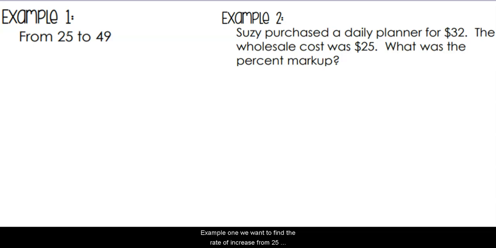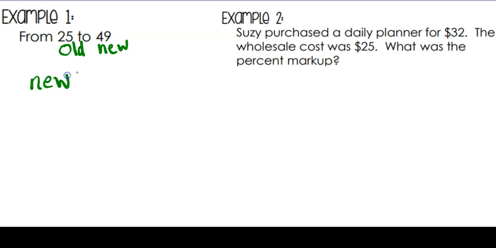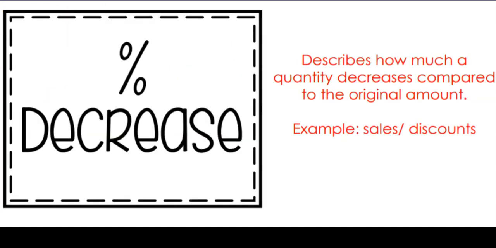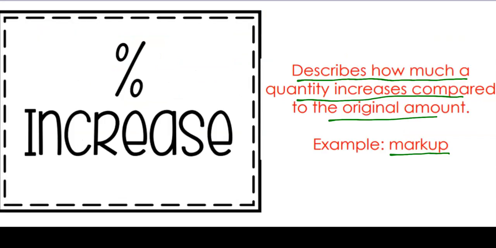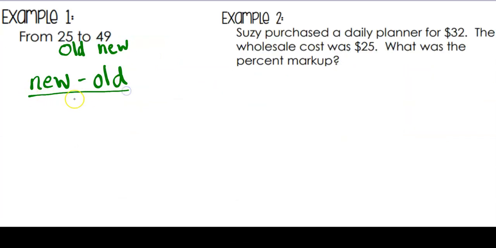Example 1, we want to find the rate of increase from 25 to 49. So we started with 25, so that's our original, and then we go to 49, which is our new. And we could say this is our old to new. Okay, so now we're going to put those numbers into the formula. So we're going to take our new value, subtract my old value, and then I'm going to divide that by my old value.